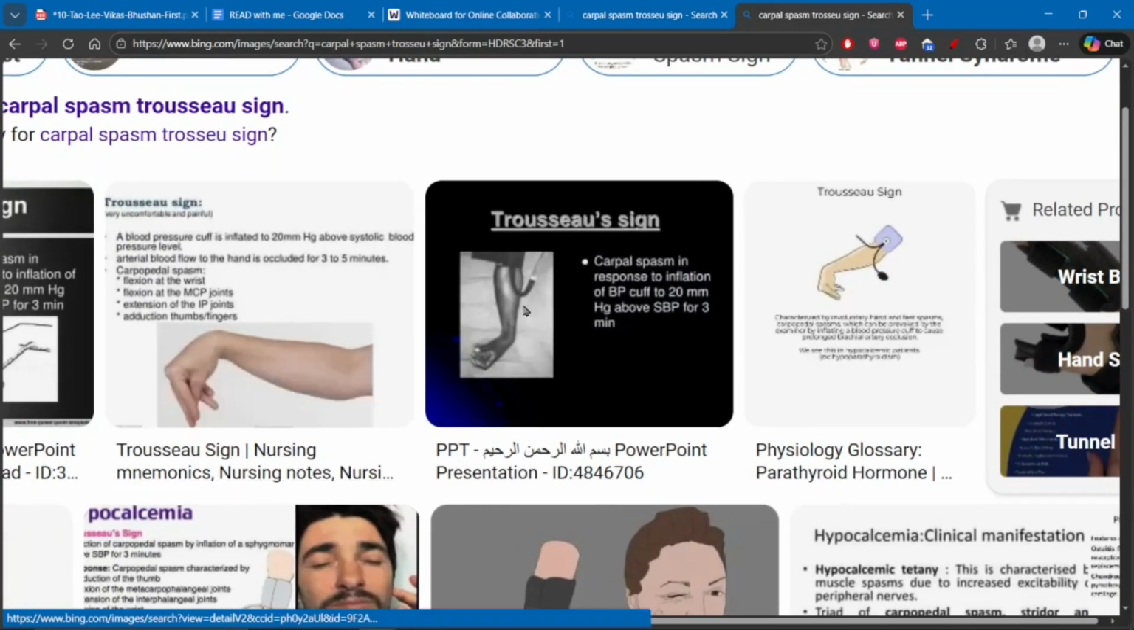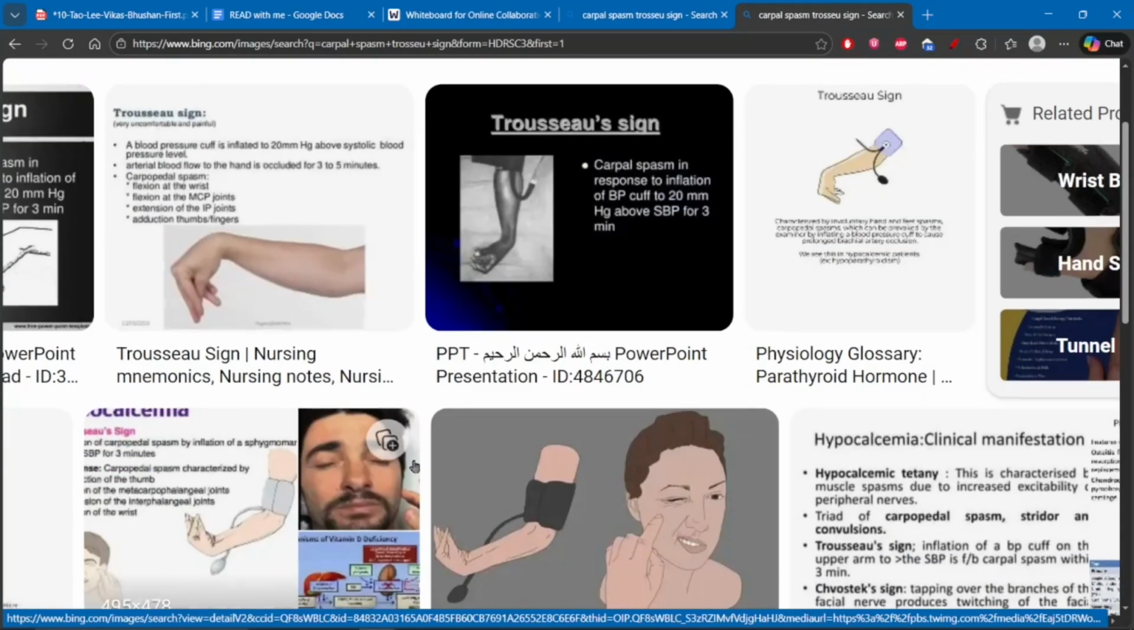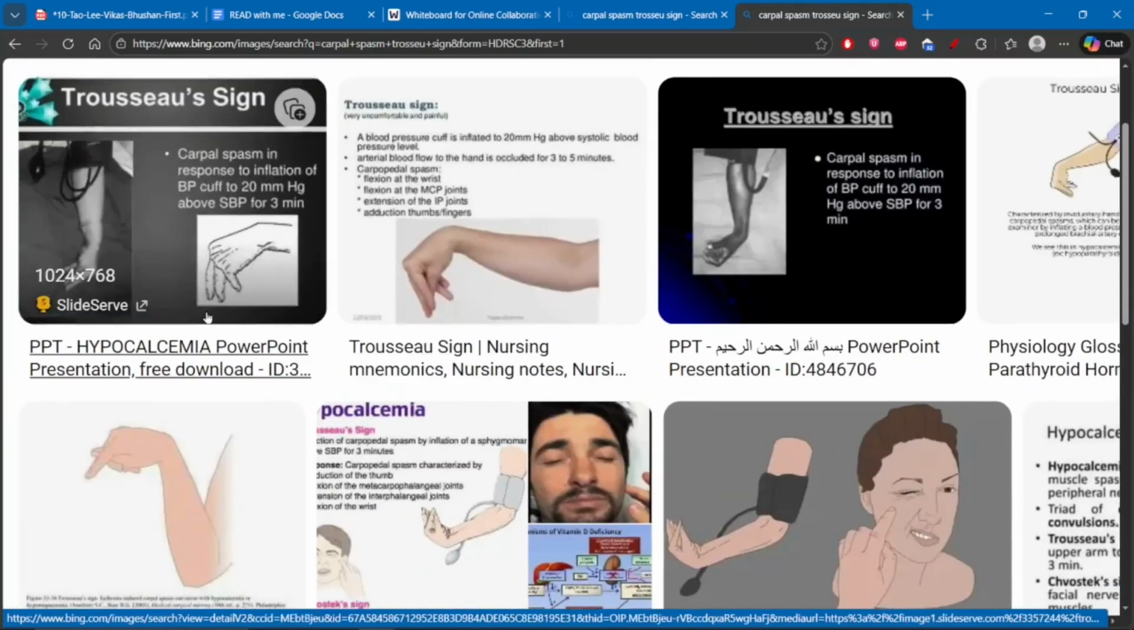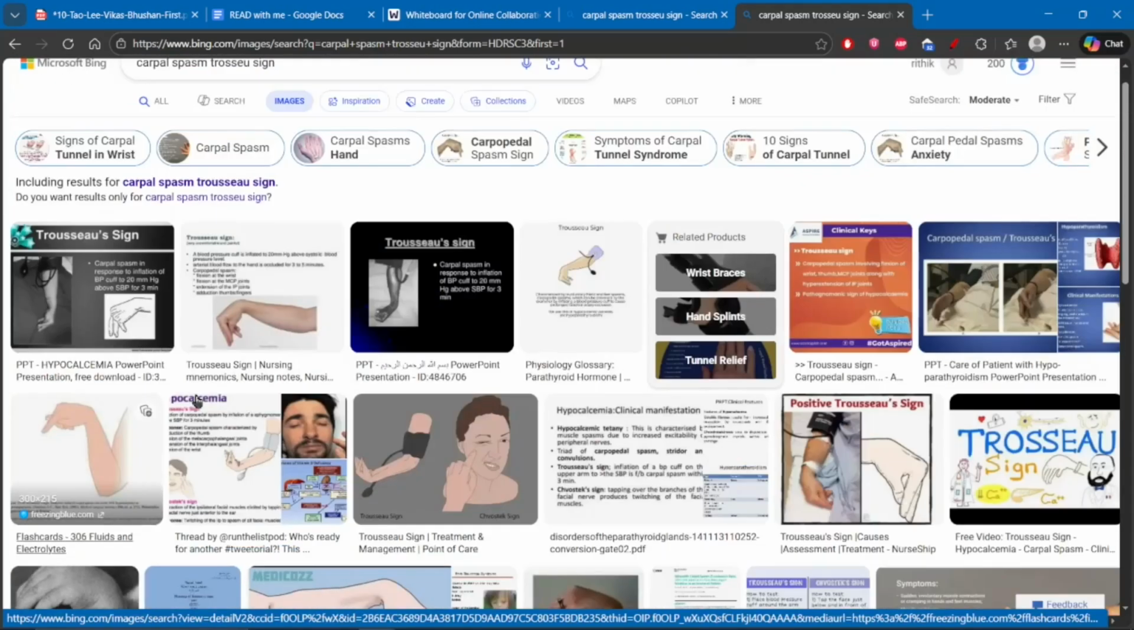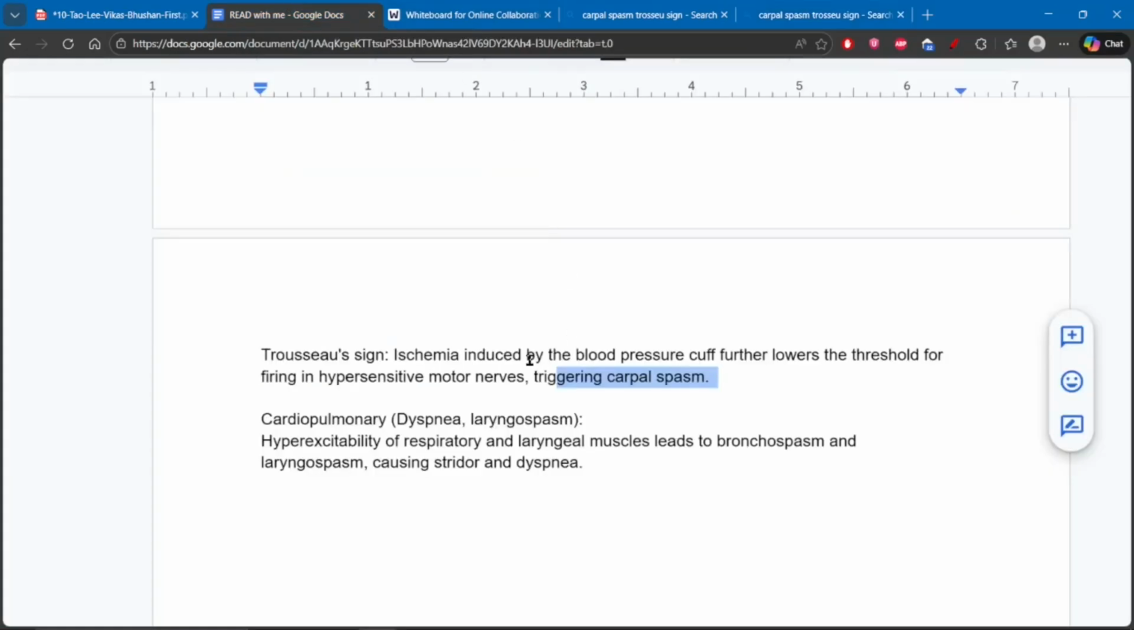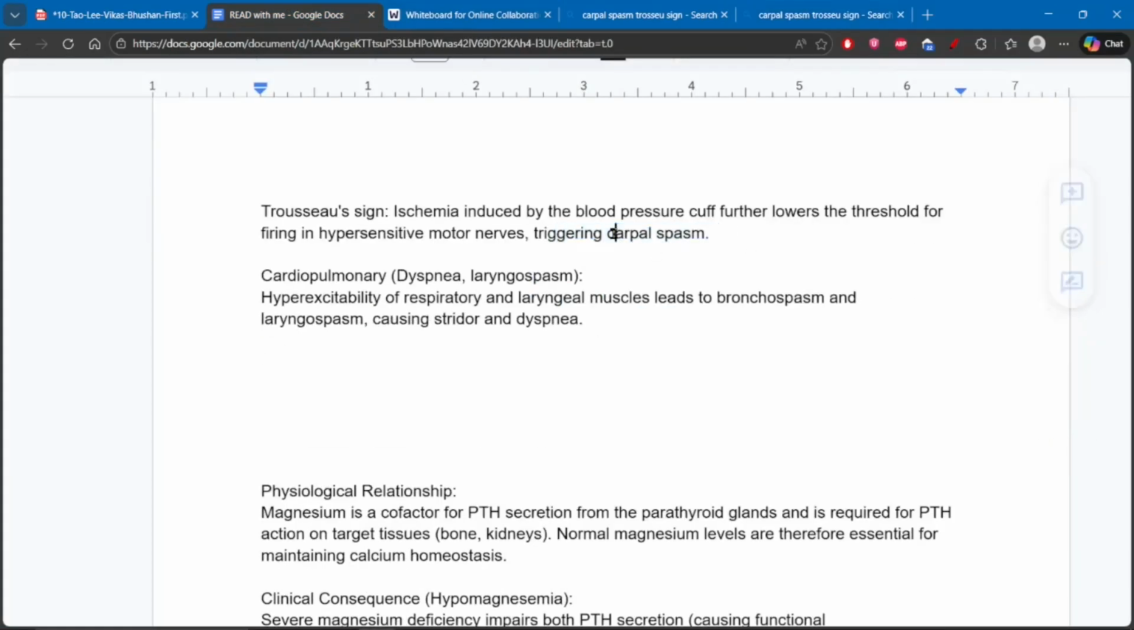So as you can see, this is the spasm. This is the classical spasm. This is the classical shape, right? As you can see, this one. So that's what occurs. And now, you know, because it lowers the threshold even more for firing in the hypersensitive motor neurons, right?